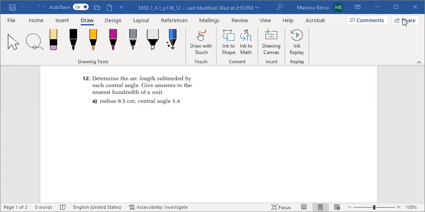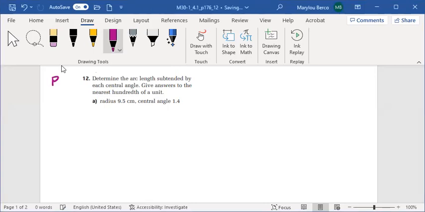Okay, determine the arc length subtended by each central angle. Give answers to the nearest hundredth of a unit. So number 12 is on page 176. And we're going to use a proportion with radius equal 9.5 and central angle equal 1.4 radians.